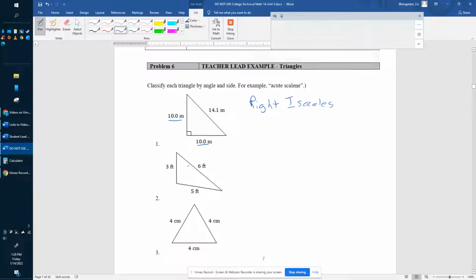Let's look at this one. We have an acute, oh, that's an obtuse angle. So this is an obtuse. And do any of the lengths equal? No, so this is an obtuse scalene.